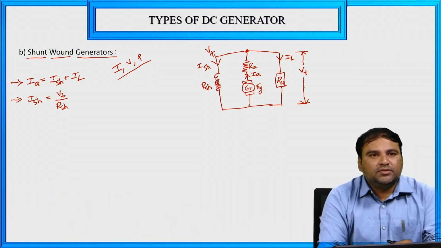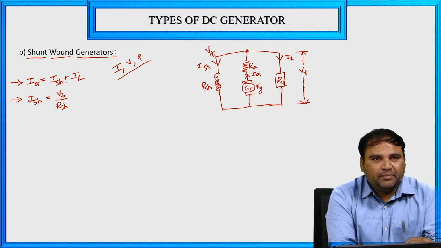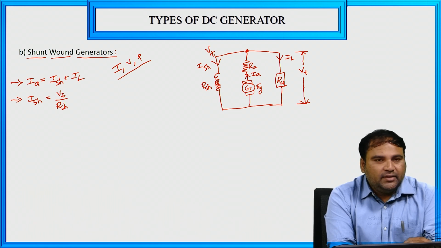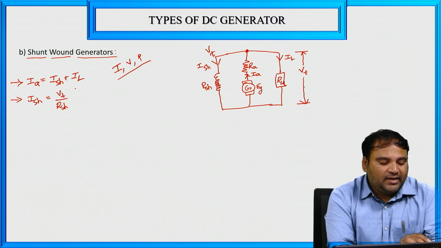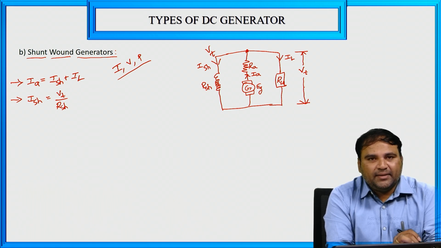Okay, so this is the shunt current. ISH is equal to Vt divided by RSH is the shunt current. Okay, so armature current equal to ISH plus IL, shunt current plus load current, and shunt current is calculated by the Vt divided by RSH. So here is the current relations of the given shunt wound DC generator.